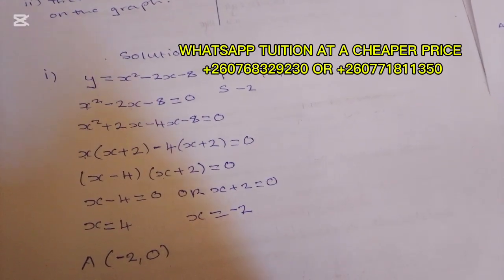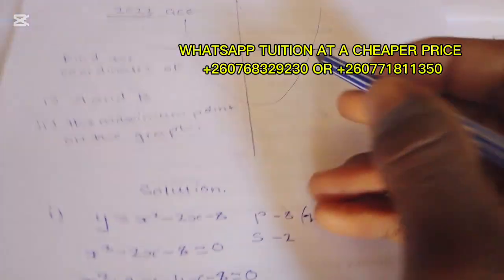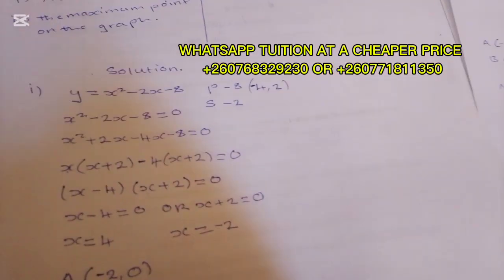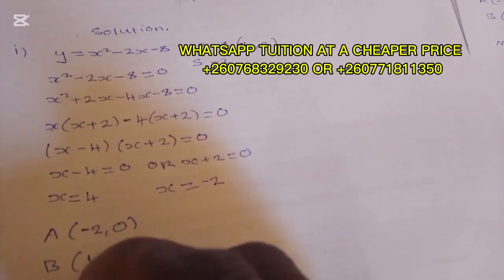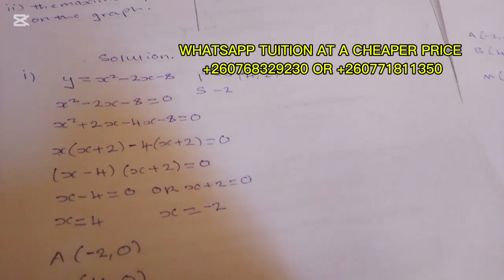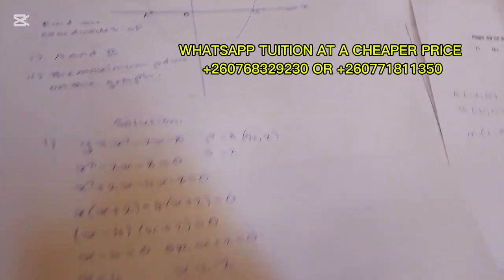Then for B, where is B? B is over here, you can see it. So B must be positive, which is 4. So we say B is equal to 4, 0. We have solved for question A.